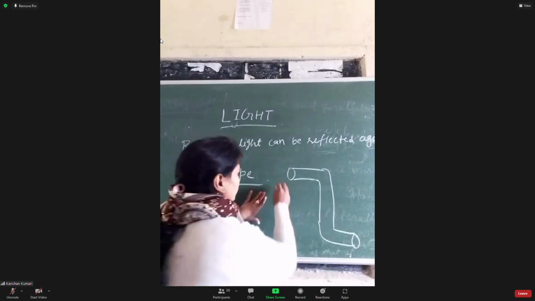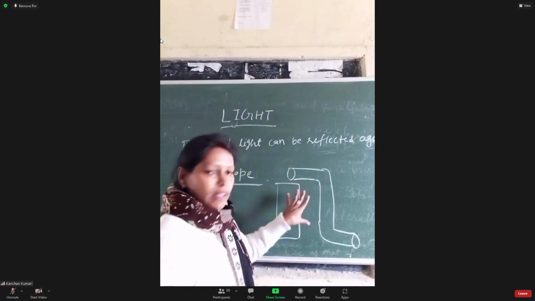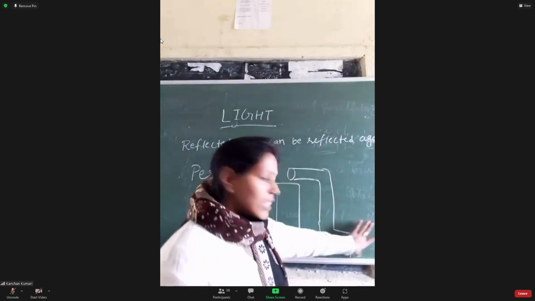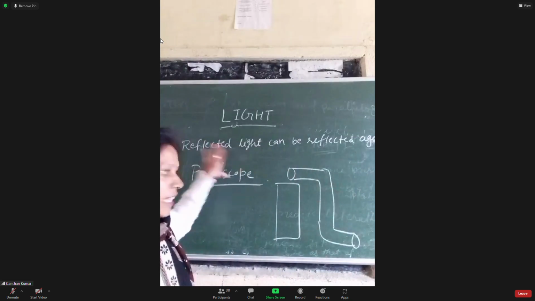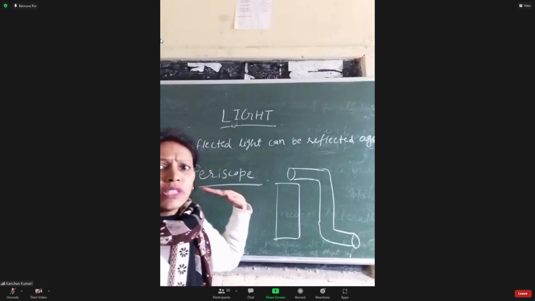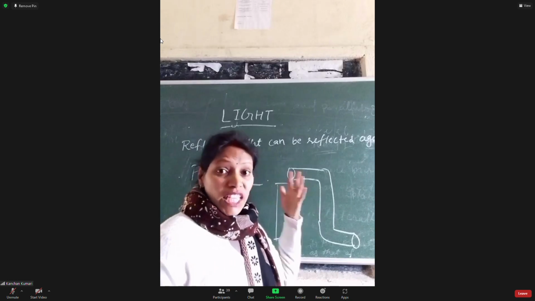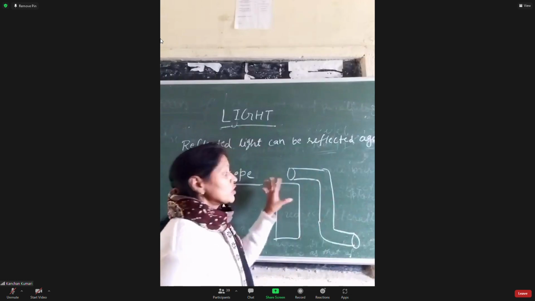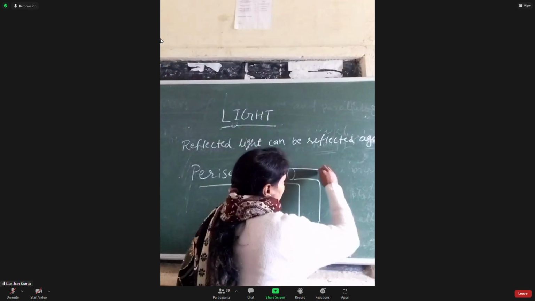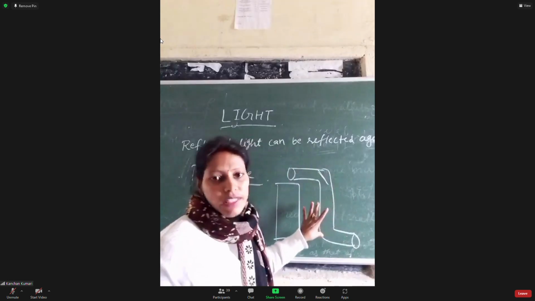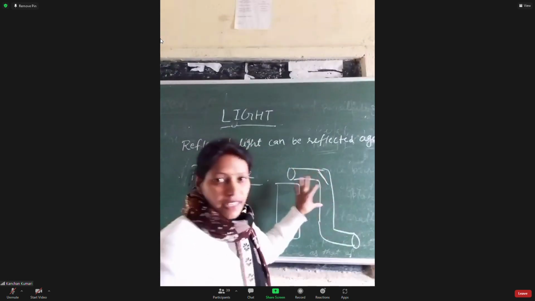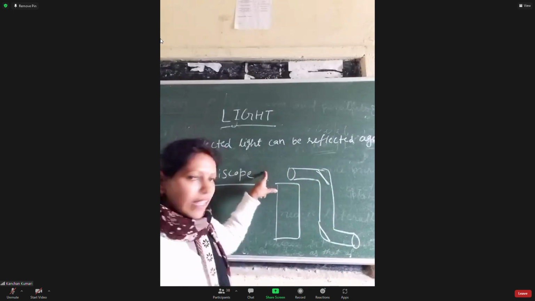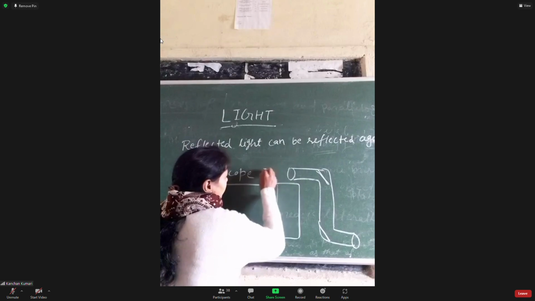Suppose there is an obstacle, a wall, and we are sitting here and we want to see the object there. We are not able to see the ground. But if we use the periscope, we are able to see it. How? The periscope has a cylindrical tubular structure in which two mirrors are fixed, one mirror here and one mirror there. Suppose some object is there.